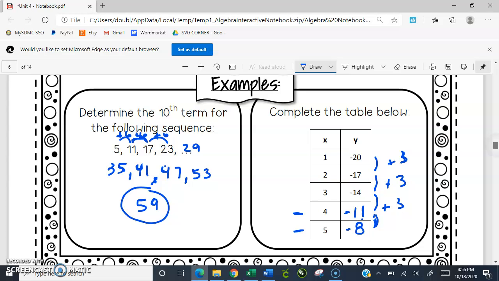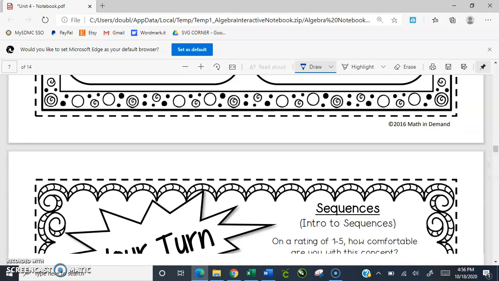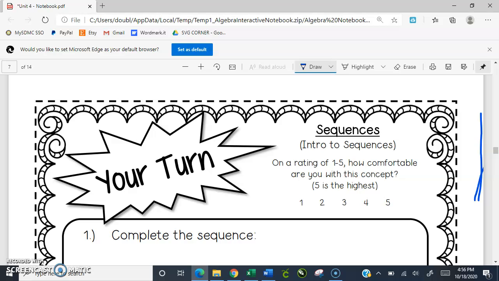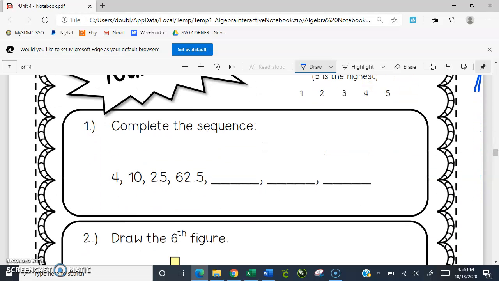All right, so let's go to our 3 questions. It's the same thing. We have to complete the sequence, so we need to figure out if it's a common difference sequence or a common ratio sequence. Let's start here. 4 plus what gives us 10? That'll be 6. So 10 plus 6 should give us, not 25, it gives us 15.